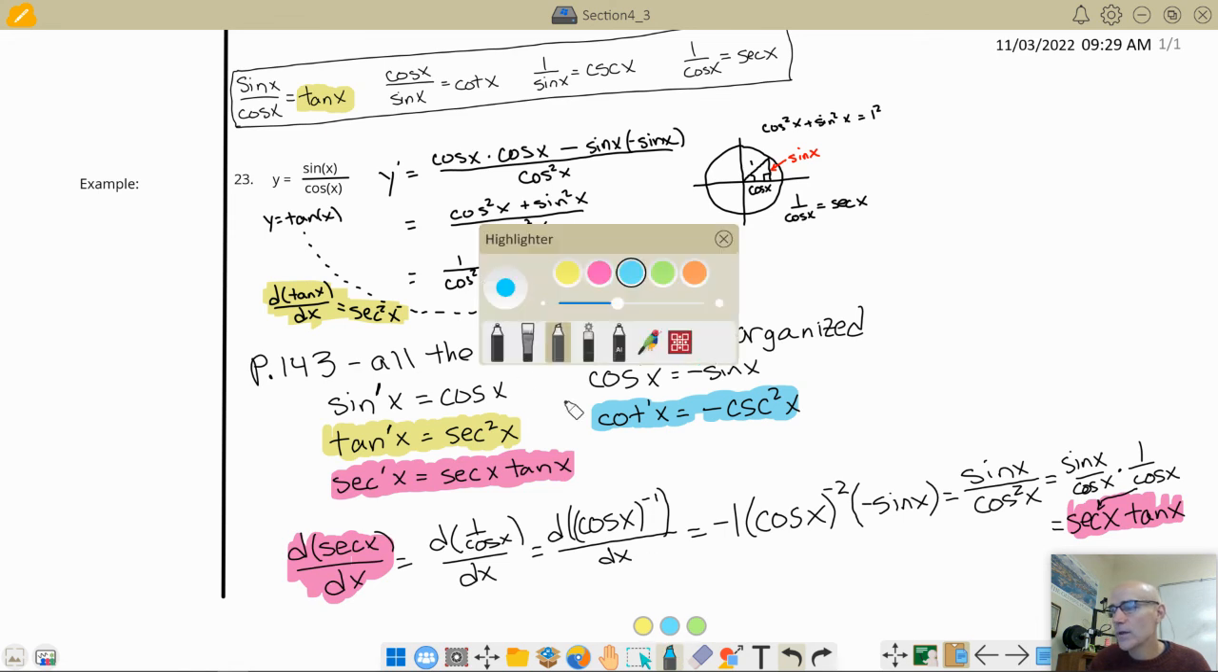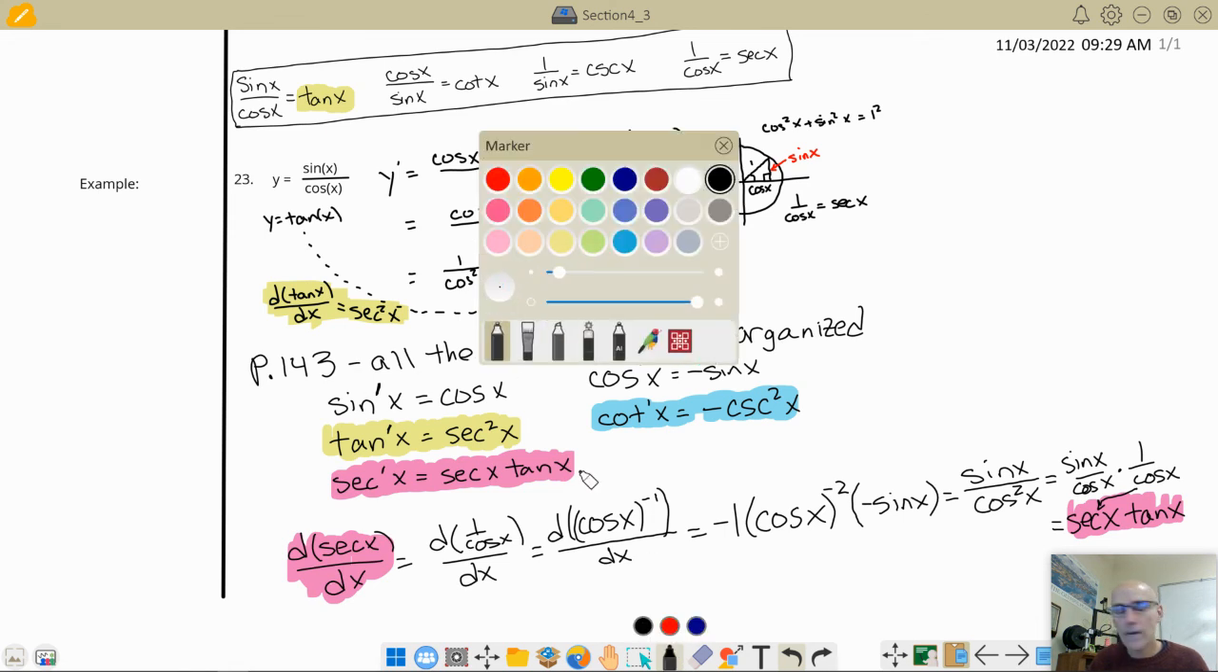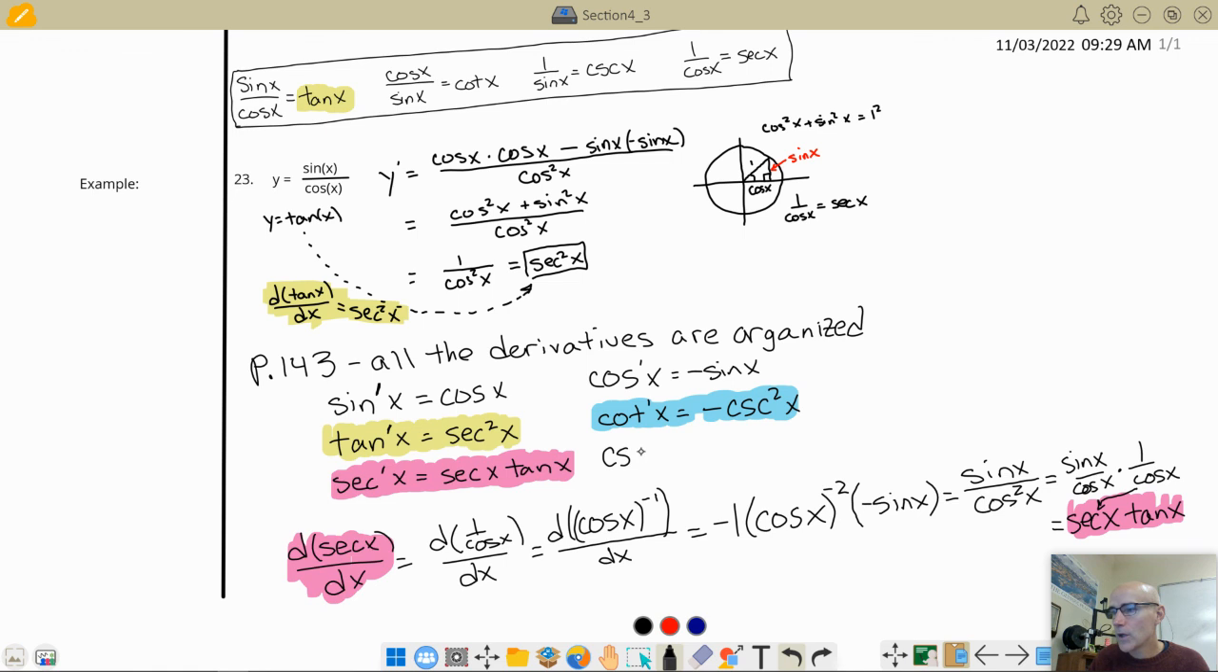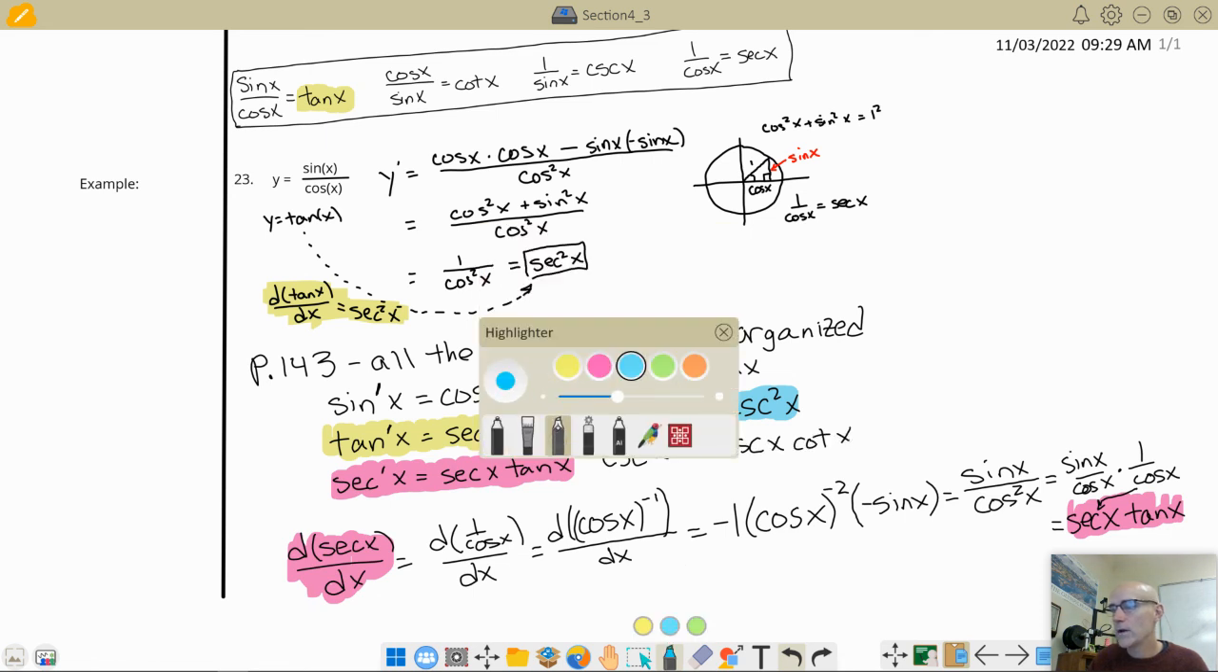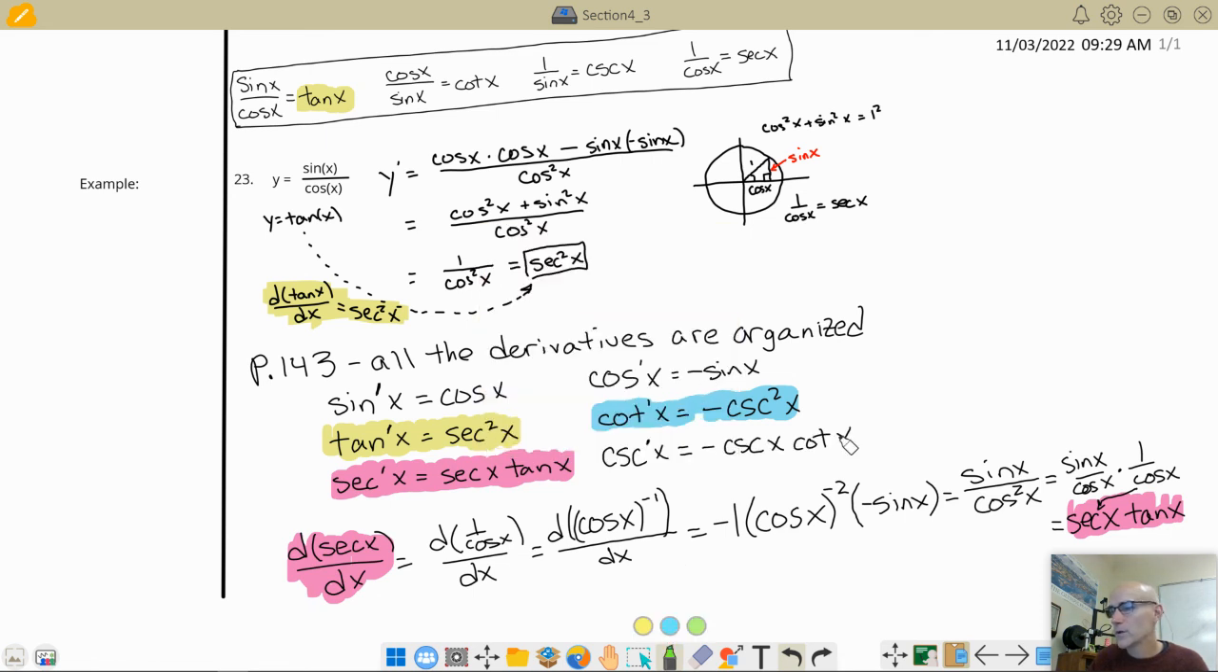Then the next one I'm going to do is the last one. And again, I'm just getting this from page 143. Okay. I'm not doing a proof for you. So I'm going to take the derivative of the cosecant function with respect to x. And that comes out to be negative cosecant x cotangent x. And get your highlighter pen out, and maybe you'll highlight this guy a different color.